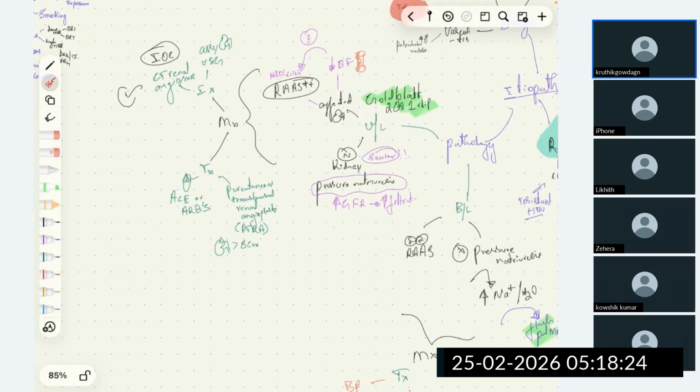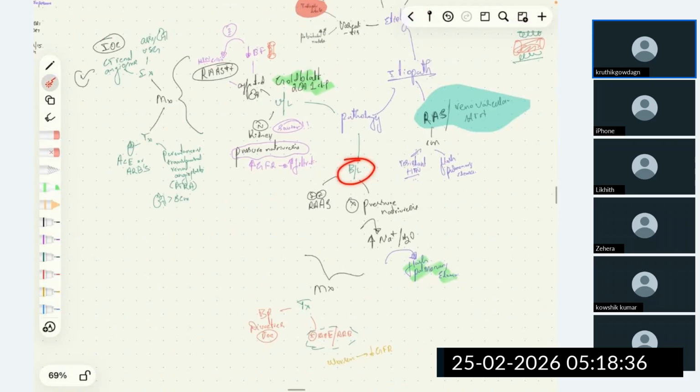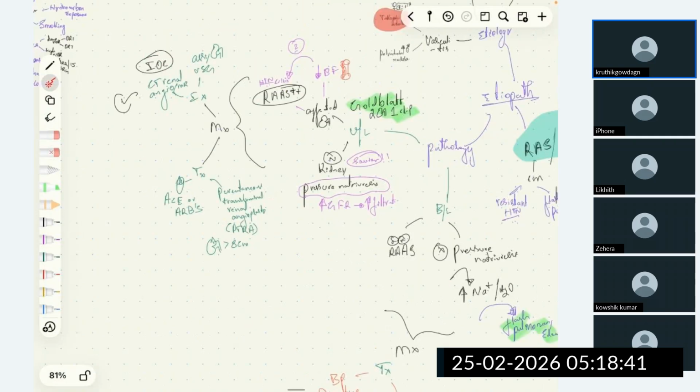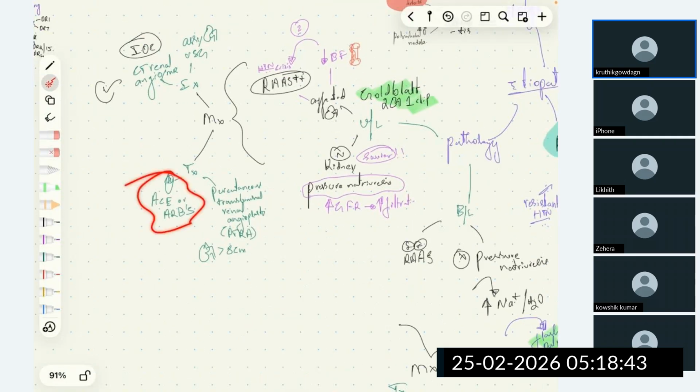The treatment is most importantly ACE inhibitors and ARBs. See, look out. ACE inhibitors and ARBs are not contraindicated in unilateral RAS. They are only contraindicated in bilateral. I will tell you now when we discuss the bilateral one. ACE inhibitors and ARBs are given to manage hypertensive crisis.